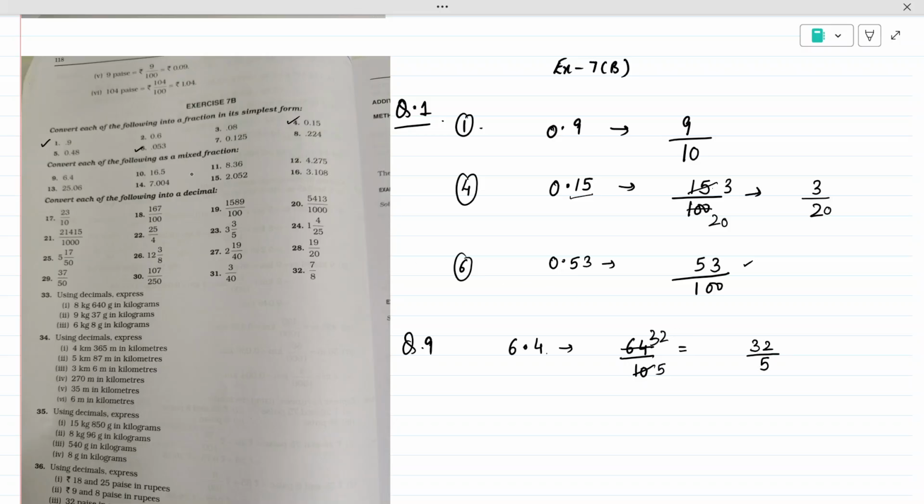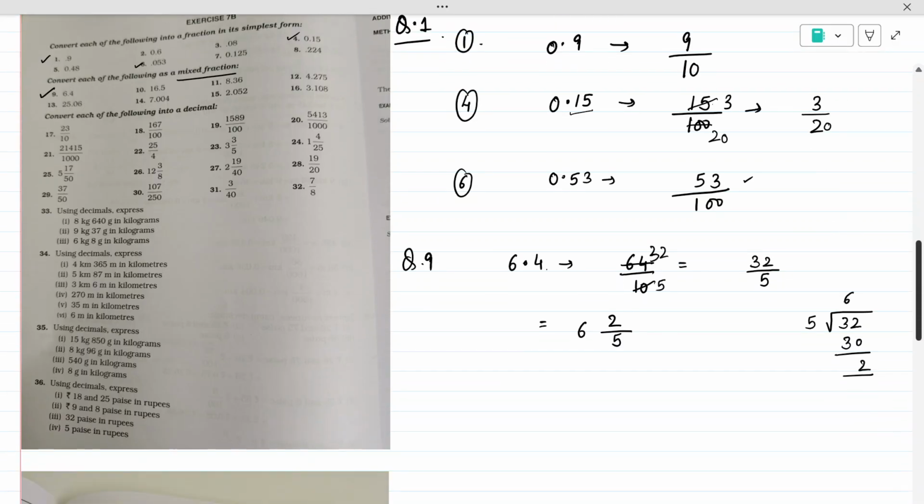Now what we are asked to do is to change this to a mixed fraction. So let us divide 32 by 5. 5 into 6 is 30 and 2 is the remainder. So to write the mixed form, we have Q, that is 6, R, that is 2, the remainder, and D, the divisor. 6 2 by 5 is the mixed form of this fraction. Okay, so I have done the 9th question.